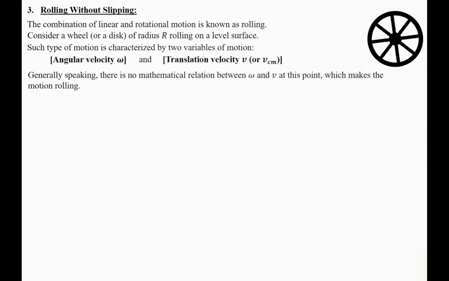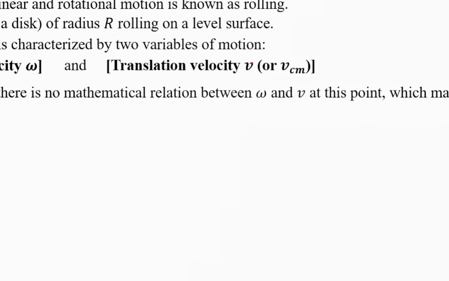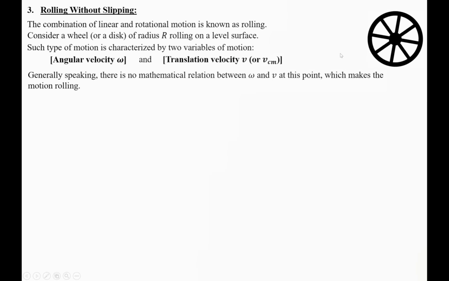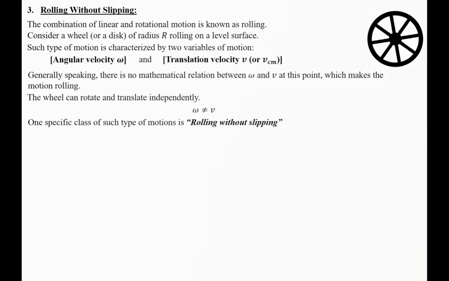What I'm trying to say here is that the wheel can rotate around its axis with an angular velocity omega, and it can translate with a translational velocity v, or the speed of the center of mass, such that omega and v are independent. Take for example, the wheel can rotate around its axis at 100 radians per second and translate at 1 centimeter per second, which means that the angular velocity and the translational velocity are not correlated. In other words, the wheel can rotate and translate independently, in which omega is different than v.